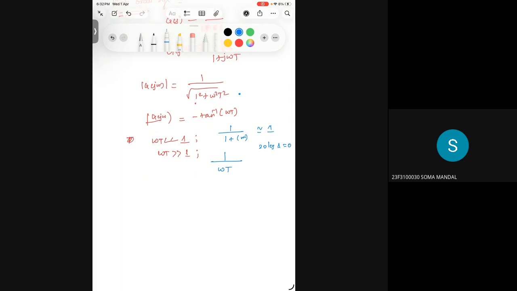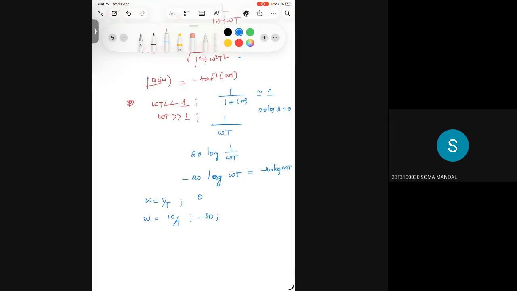So if I put 20 log of 1 by omega t, I can also write it as minus 20 log of omega t, because in logarithmic scale you can put a minus and take the inverse. So this will become minus 20 log omega t. Your magnitude will become like this. When omega equals 1 by t, log 1 is 0. When omega equals 10 by t, it becomes log 10, so it will be minus 20 decibels.